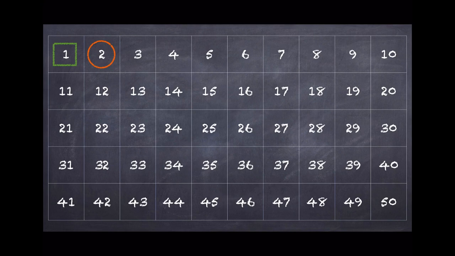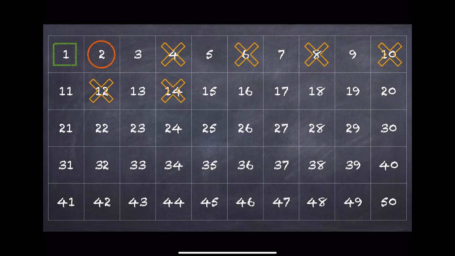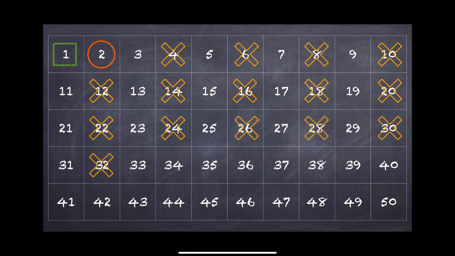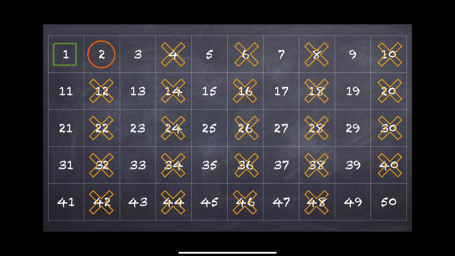So 4, 6, 8, 10, 12, 14, 16, 18, 20, 22, 24, 26, 28, 30, 32, 34, 36, 38, 40, 42, 44, 46, 48 and 50 are all composite numbers. Next, let us encircle 3 as a prime number and cross out every multiple of 3. However, we need not worry about the numbers which have already been crossed out.